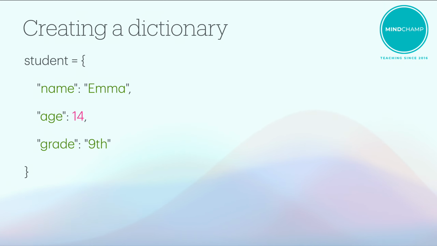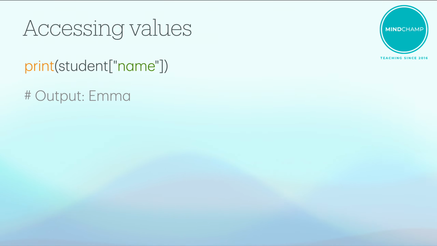To create a dictionary, use curly brackets and write key value pairs separated by colons, such as name and then Emma. Each key must be unique. Name, age, and grade are different, so they're unique. To access a value, just use the key in square brackets. Here, we're asking for the name.